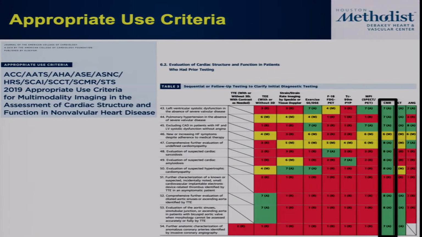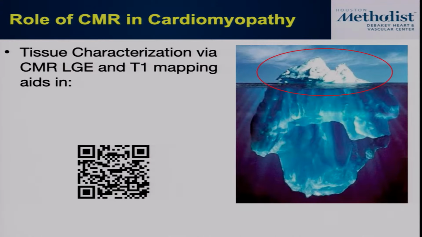And this, again, is the appropriate use criteria from 2019, showing the role of MRI in evaluation of patients, whether it's systolic dysfunction, whether it's pulmonary hypertension, to look at the myocardium, or to look at the heart structures. Excluding CAD in heart failure patients, there's a variety of indications where I think cardiac MRI is indicated.